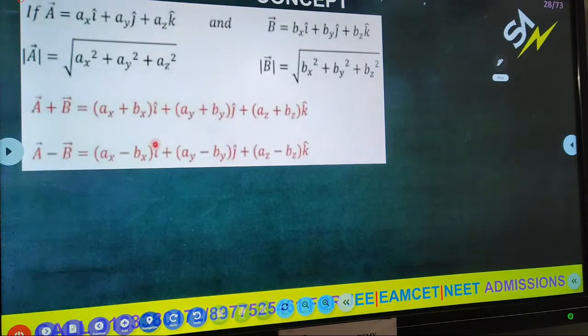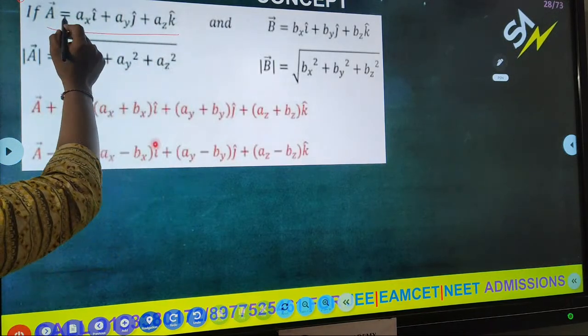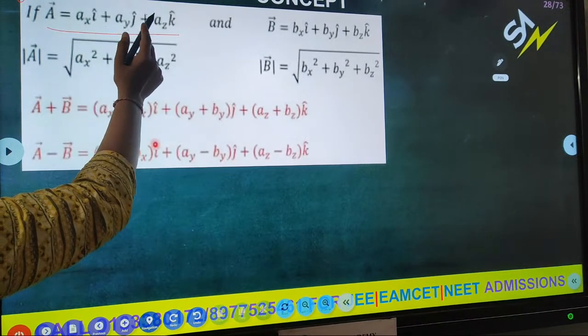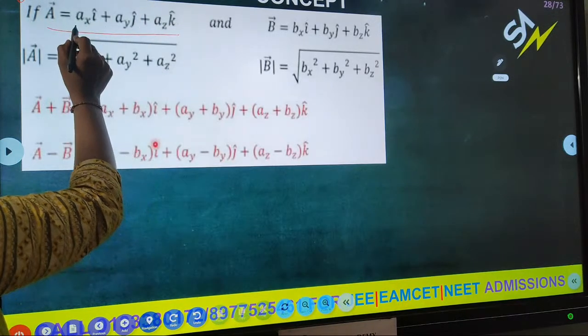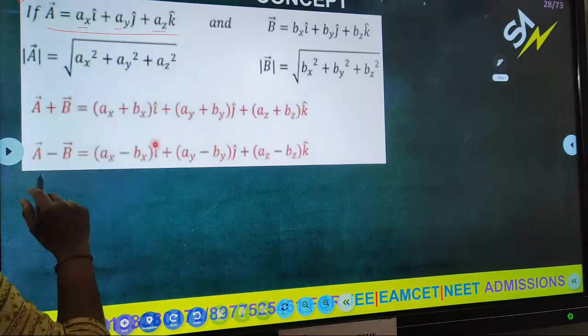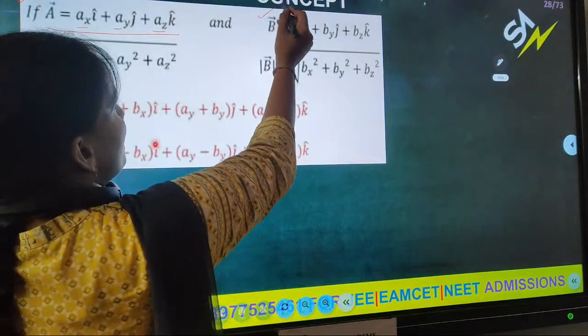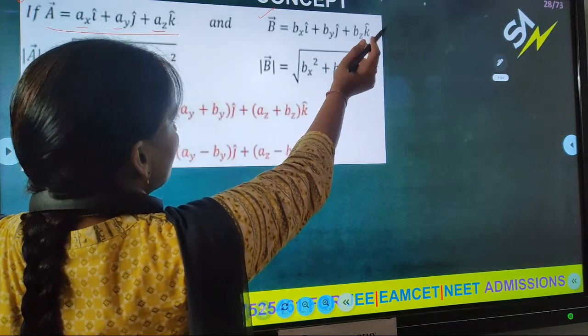Next, see about addition and subtraction of vectors. If the vector is represented along the x, y, z axis coordinate system, we are given a bar is equal to ax into i cap plus ay into j cap plus az into k cap. i, j, k are the unit vectors and ax, ay, az are the coordinates along x, y, z axis, or the components of x, y, z. And b bar is bx into i cap plus by into j cap plus bz into k cap.